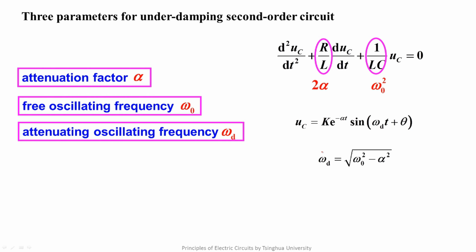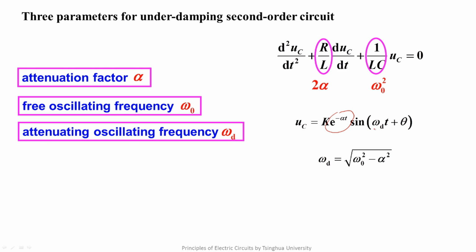Alpha is called the attenuation factor. Please look at the general solution of UC. Alpha appears in the exponent term. That is, the value of alpha determines the speed of attenuation. So it's called the attenuation coefficient. Omega D is called the attenuating oscillating frequency.